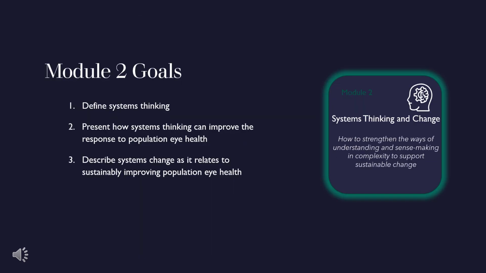The goals of Module 2 on systems thinking and systems change are first to define systems thinking, second, present some ways that systems thinking can improve the response to population eye health, and third, describe systems change as it relates to sustainably improving population eye health.